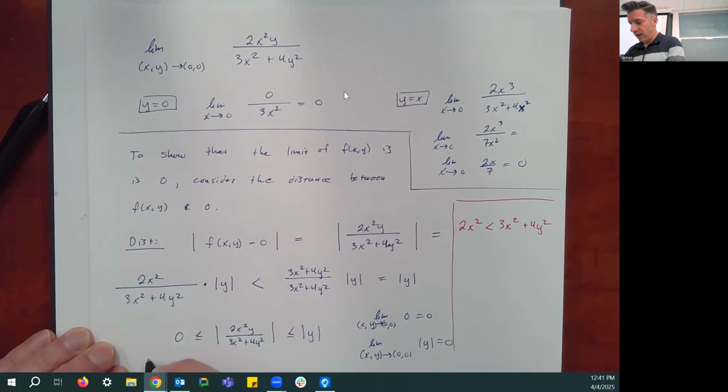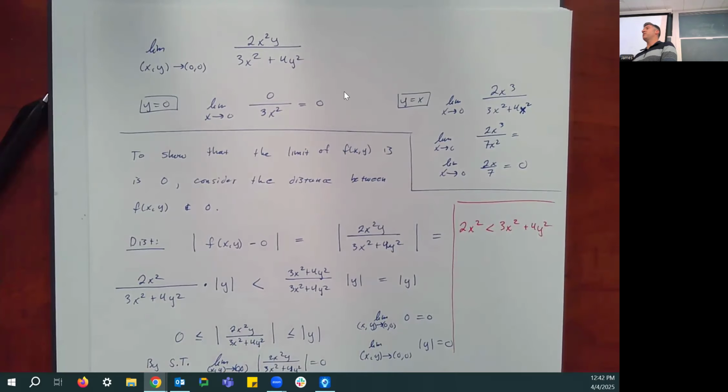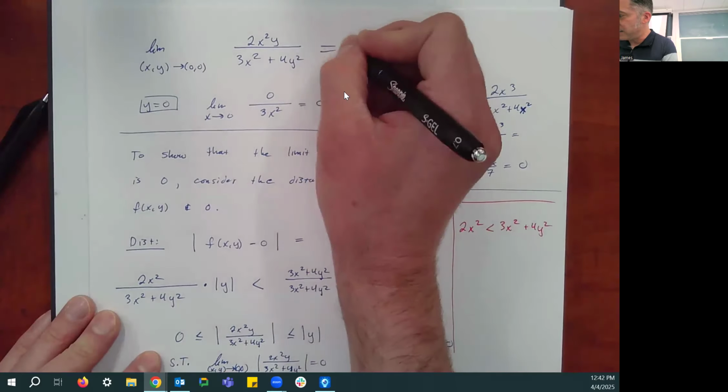So we can say that by the squeeze theorem, which I'm going to abbreviate because I'm out of room, the limit as (x, y) approaches (0, 0) of the absolute value of 2x squared y over 3x squared plus 4y squared has to be 0. And if the limit of an absolute value is 0, then the limit of the original thing is also equal to 0. So this limit is 0.